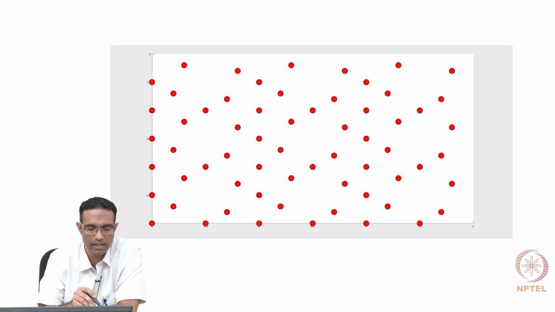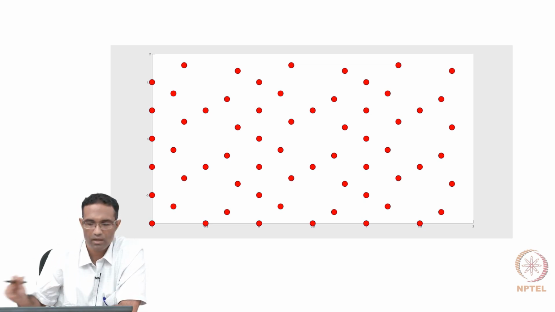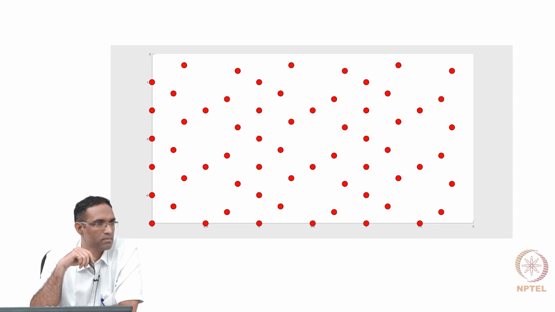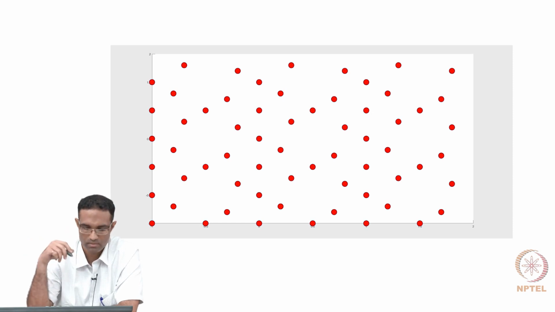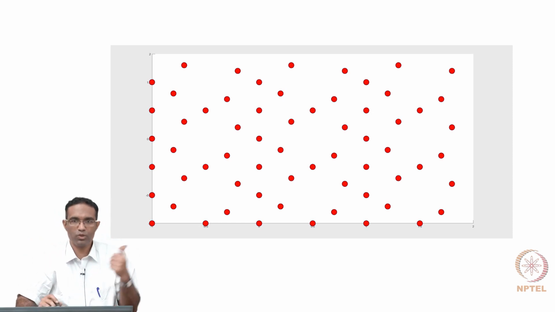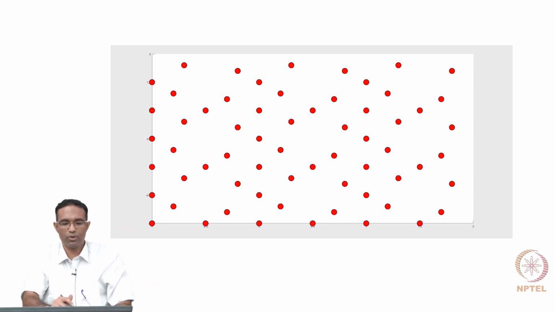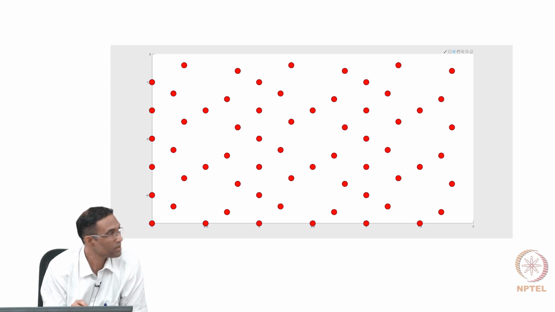So how many lattices are there? -1 to 1 means there are 2 lattices. There are 2 unit cells in the x, 2 unit cells in the y direction, right? Or 3: -1, 0 and 1. So you can see the three things here.